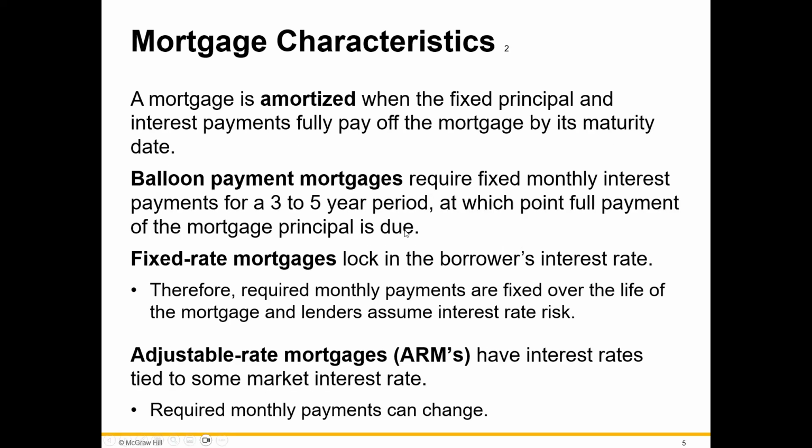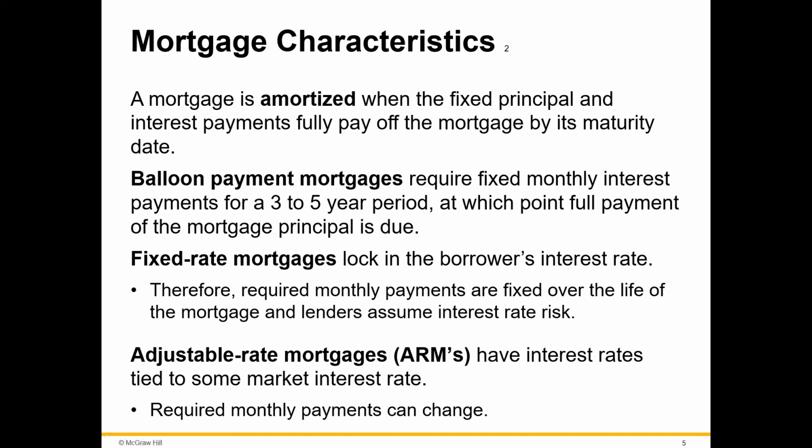Mortgage characteristics, some more. A mortgage is amortized when the fixed principal and interest payments fully pay off the mortgage by its maturity date. Now, notice here the keyword is fixed principal and interest. Balloon payment mortgages require fixed monthly interest payments for a 3 to 5 year period, at which point the full payment of the mortgage principal is due. These are more common for commercial deals, and 3 to 5 is typical, but the number of years could vary.